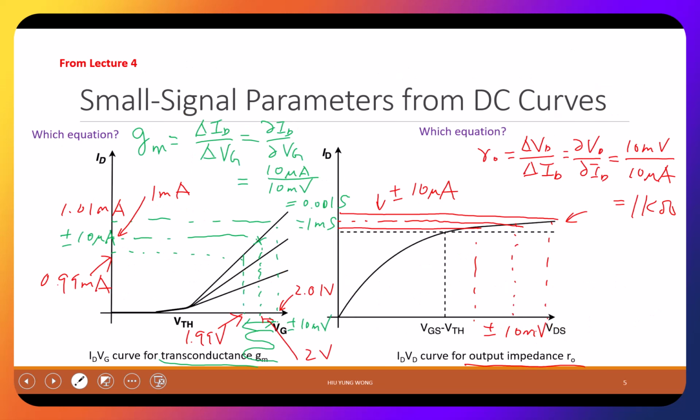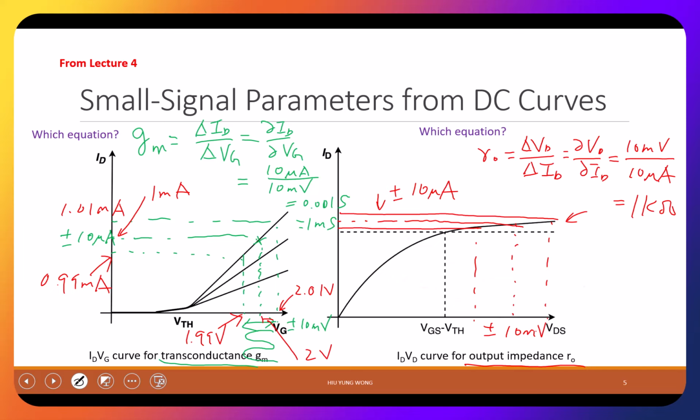Okay? So that is gm, I remind you. And we also talk about our outs, and what type of curve is this? You should be very familiar with this now. Huh? ID-VD. Right? So I will pick one VG.